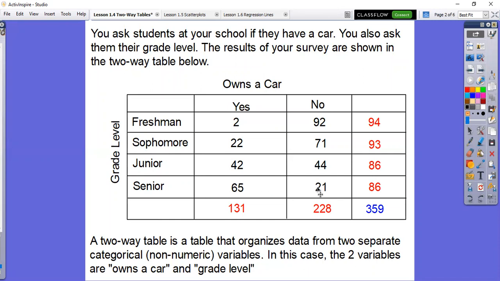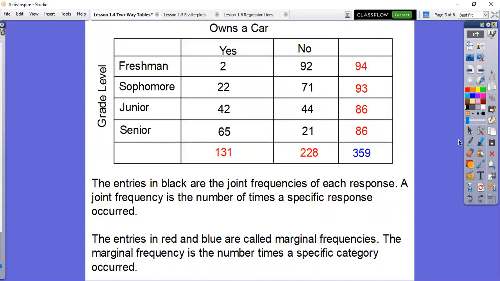And for example, this 21 means that there are 21 kids who are seniors that do not own a car. So each entry in the table corresponds to how many people in the data set fit that category. So the entries that are in black in here are called joint frequencies.